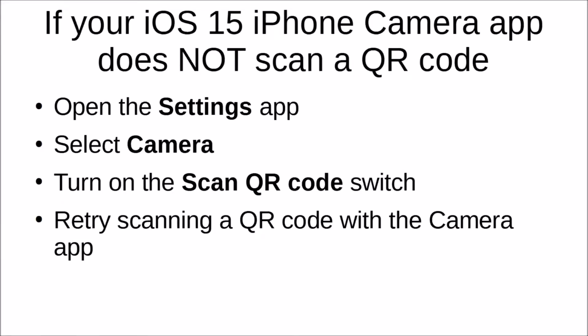If your iOS 15 phone does not scan the QR code, if the camera app doesn't do that, there is a setting you can adjust. You open the Settings app, select Camera, which is way down the list of apps. When you do that, you're going to see very close to the top of the page, maybe the second or third configuration item, a switch to turn QR code scanning on or off. So you just turn it on and then you can retry scanning the QR code with the camera app.